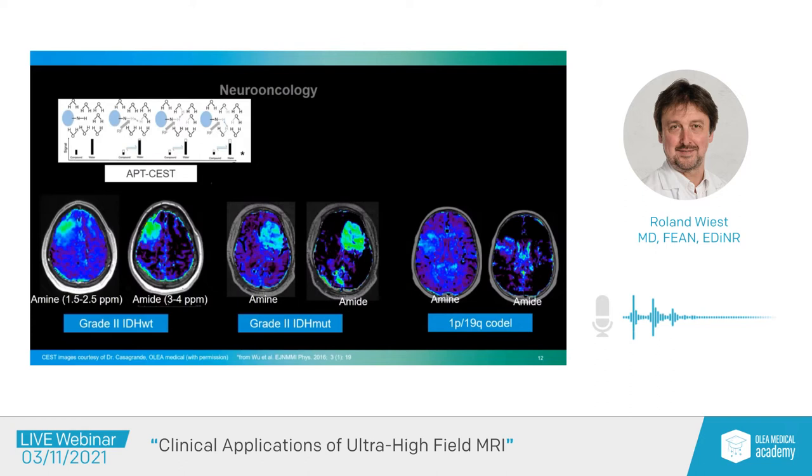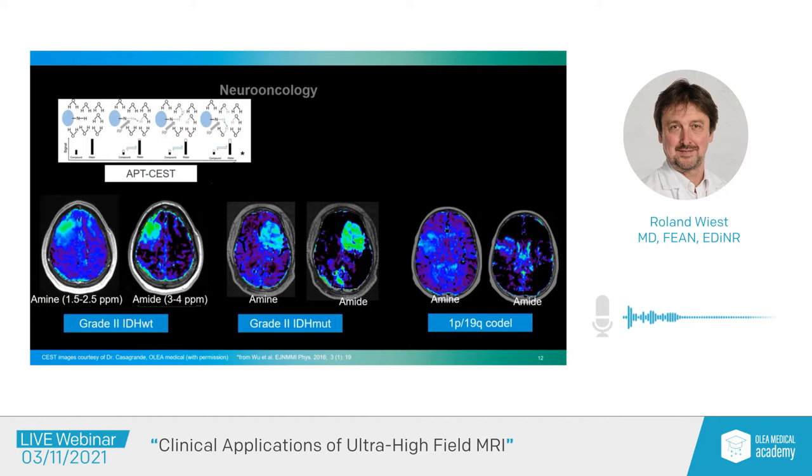So APT weighted imaging is an emerging molecular technology that generates image contrast that is different from conventional MR. Its signal is primarily based on the concentration of endogenous proteins and peptides that are typically present in brain tumor tissue. That's something that you can see over here. These APT signals peak at 3.5 ppm. That's not shown here, but the amine signal peaks at a different spectral point, at 2.75 ppm.